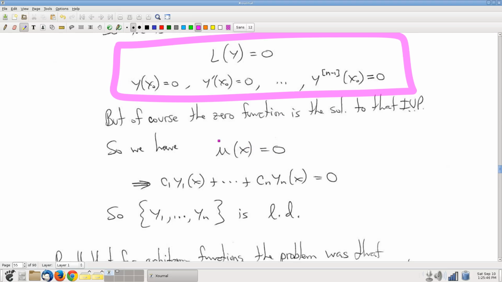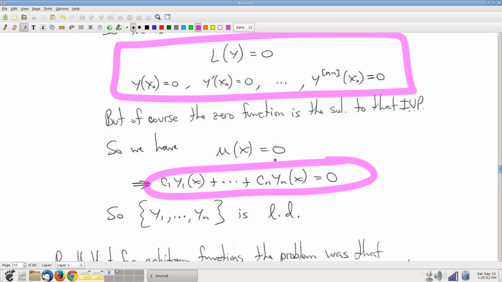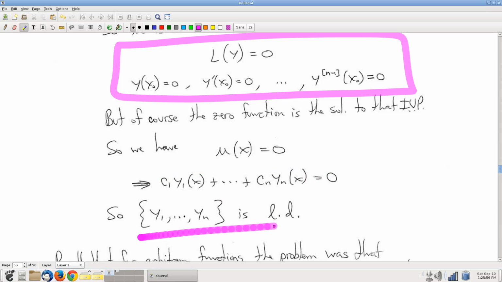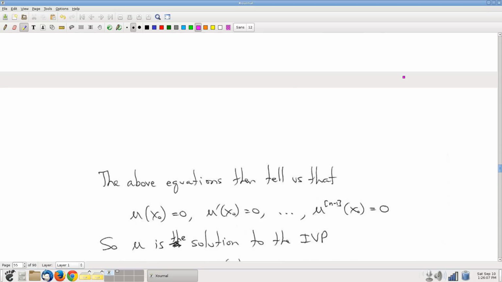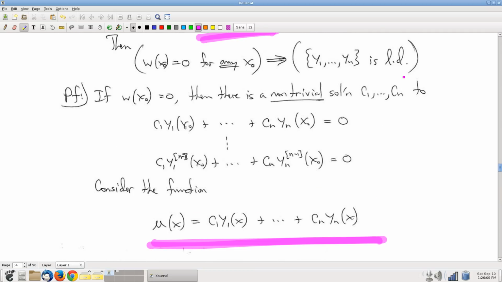Now keep in mind, u is defined to be this. That means that we have a linear combination of these y functions that equals the 0 function, and that means that this list is dependent. Okay, so it's a wonderful proof. I'd like to make a quick observation about what made this proof possible. Really, the big tool here was the existence and uniqueness theorem.